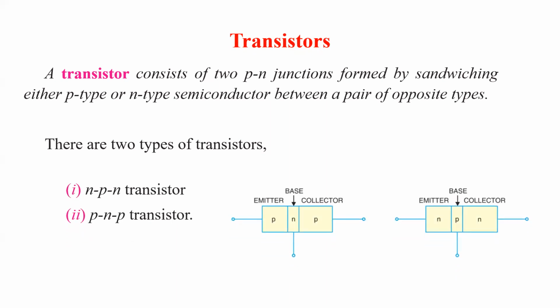Basically these NPN and PNP transistors are obtained by sandwiching an N-type material between two P-type materials, that is the PNP transistor, and this NPN transistor is the opposite. So this is how PNP and NPN transistors are formed by sandwiching P-type or N-type semiconductor between a pair of opposite types. So this is the definition of the transistor.